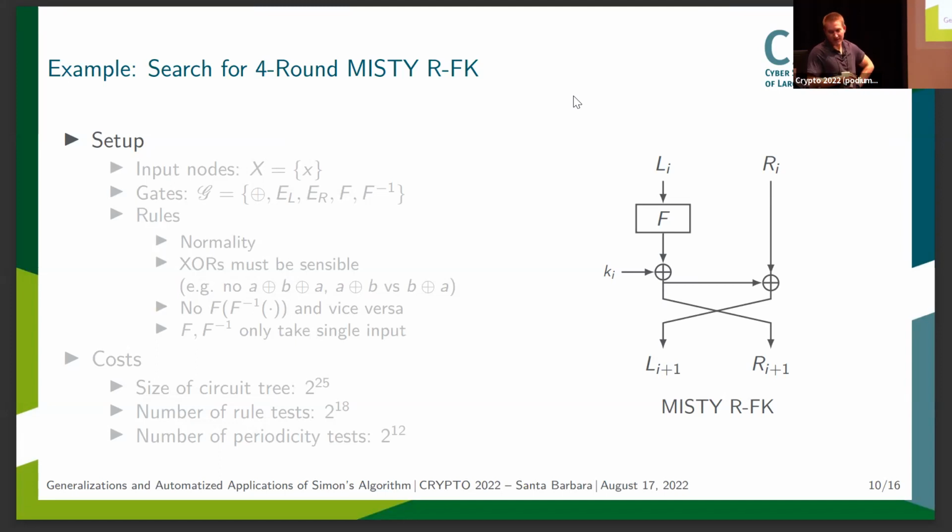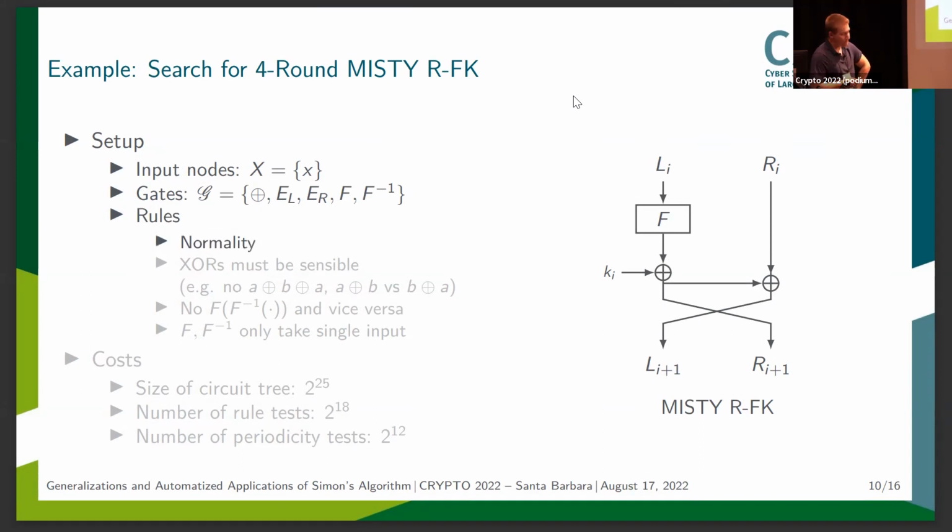And so the setup of our search for this was that we just had one input node, which is just the input of the function. And then as gate functions, we had XOR, and then the left part of the encryption and the right part of the encryption, and the round function and also the inverse of the round function. So in contrast to Feistel, we know that the round function actually is invertible.